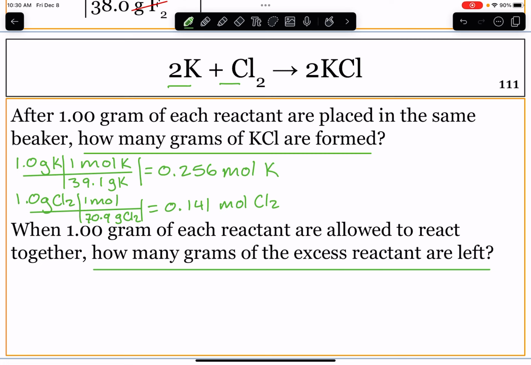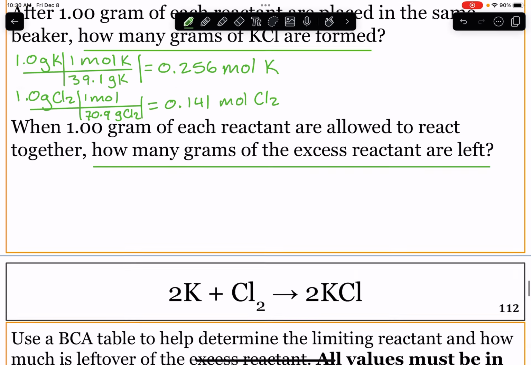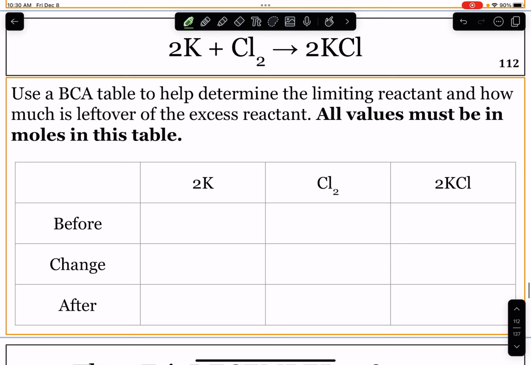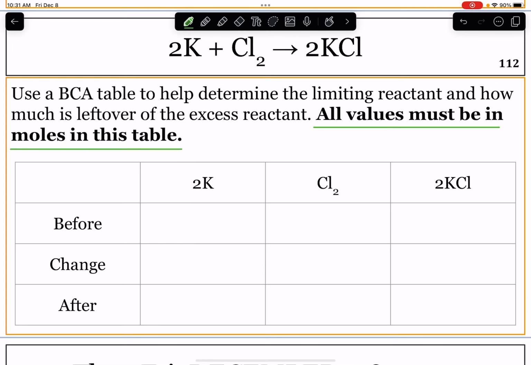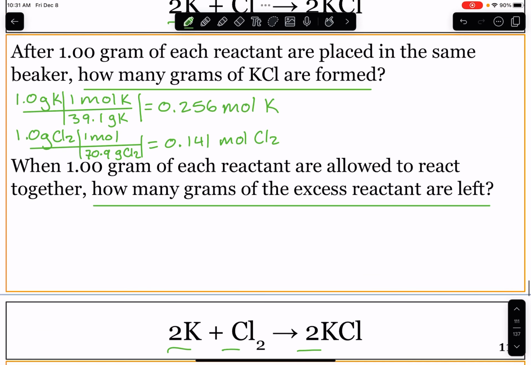So both of these problems are a little bit tricky to work out. I have a chart to help us figure this out. Let's look at this. It is called the BCA table, before, change, after, and it's going to help us determine the limiting reactant and how much is left over of the excess reactant, as well as how much product is made. Here's the important part. All values must be in moles in this chart, because it is going to follow the mole ratio that's given in the chemical reaction. So we just found how many moles we have of each.